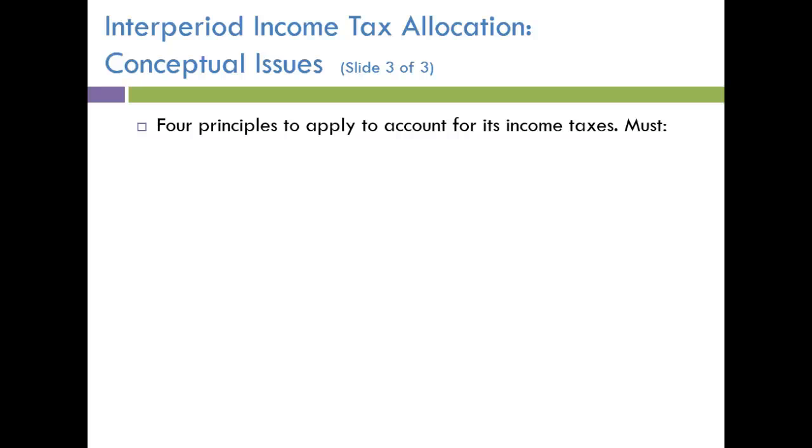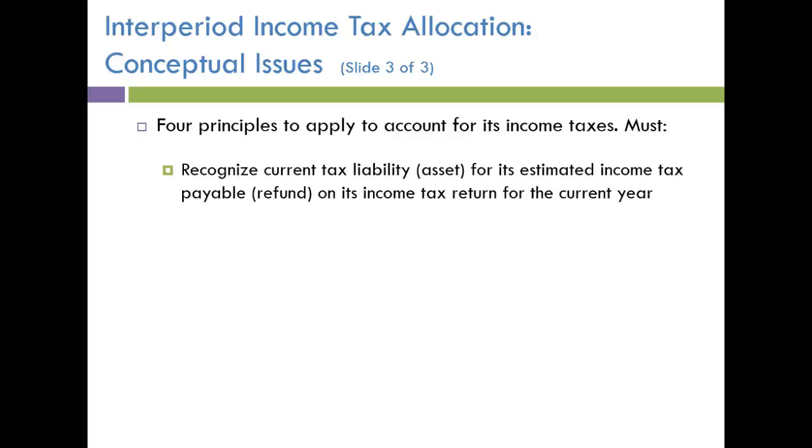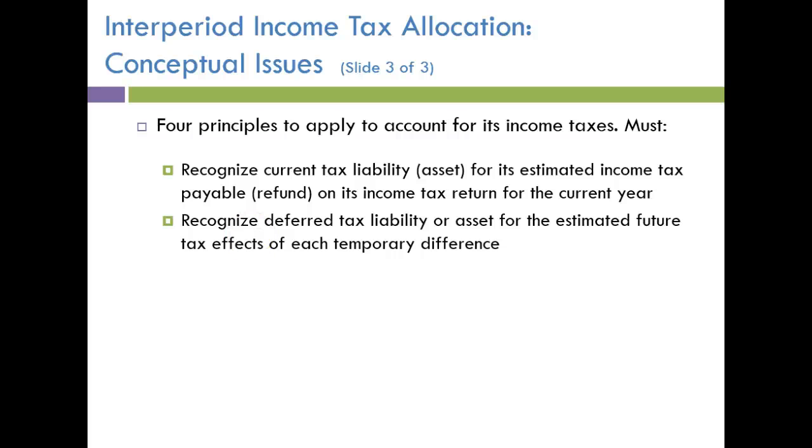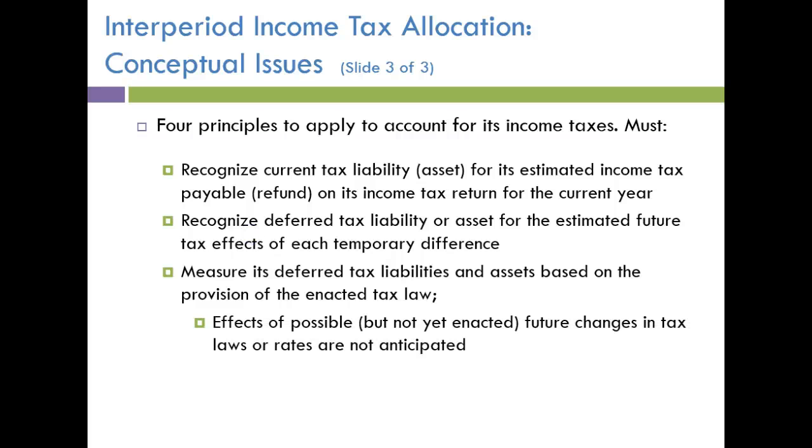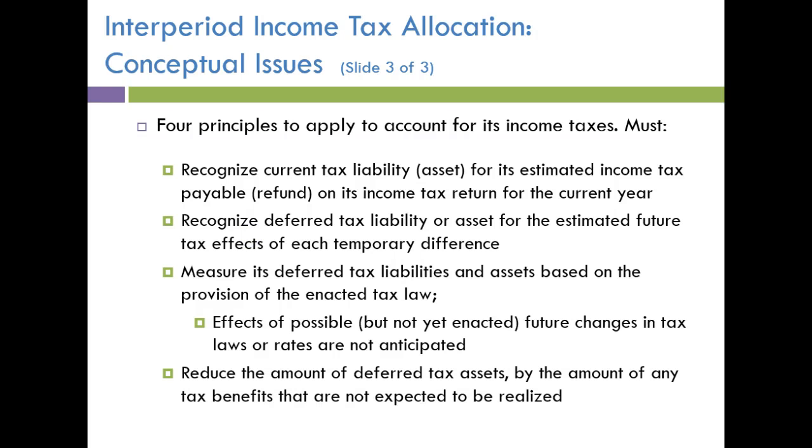Four principles to apply when accounting for income taxes. We have to recognize a current tax liability for its estimated income tax payable on its income tax return for the current year, or recognize the deferred tax liability or asset for estimated future tax effects for those temporary differences. Measure its deferred tax liabilities and assets based on provisions of the tax law, and potentially future changes in the tax law. We did a problem like that where it changed.